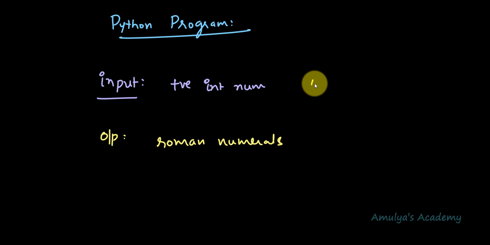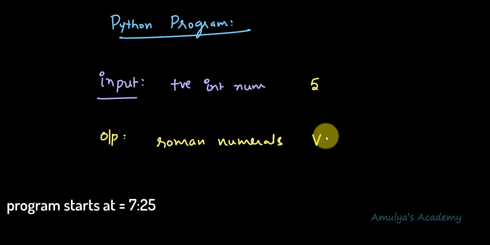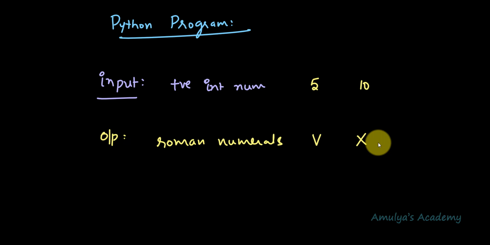For example, if I enter input as 5, in the output I need to get V. This is the Roman numeral representation of 5. In Roman numbers, we'll represent 5 like this. So, we need to get output like this. If I enter 10, I need to get X.